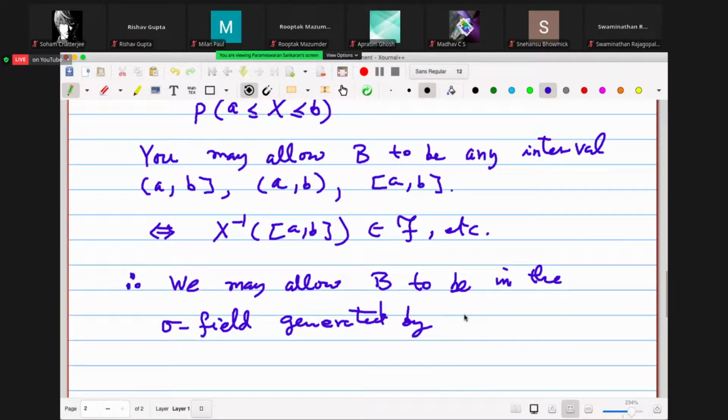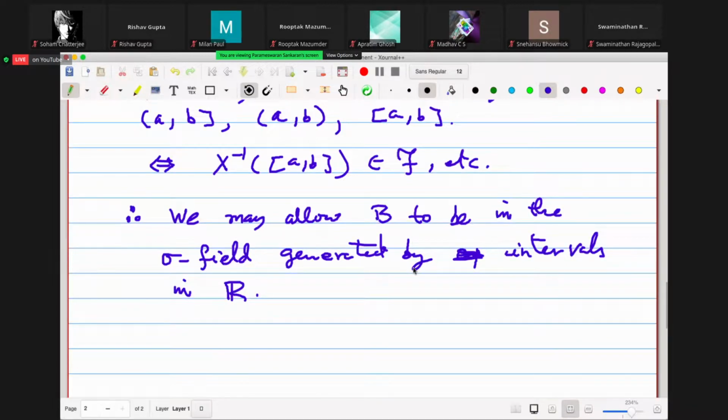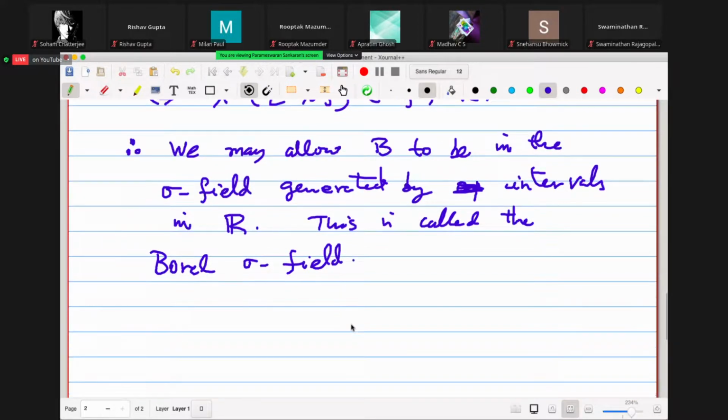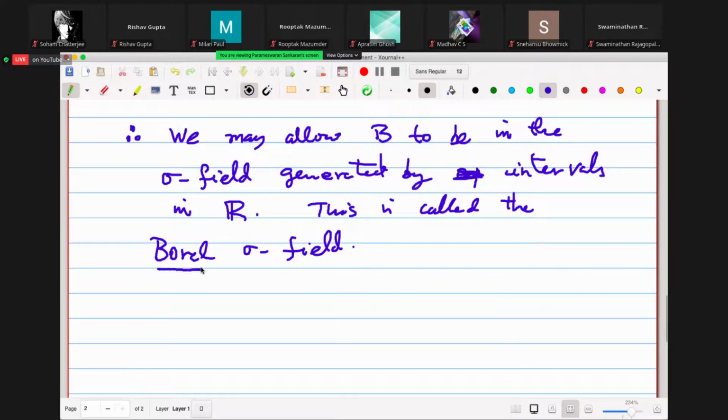generated by what? The intervals, by open intervals in R. Mind you, B is a subset of R. So this is called the Borel sigma algebra, Borel sigma field. This is an important notion.